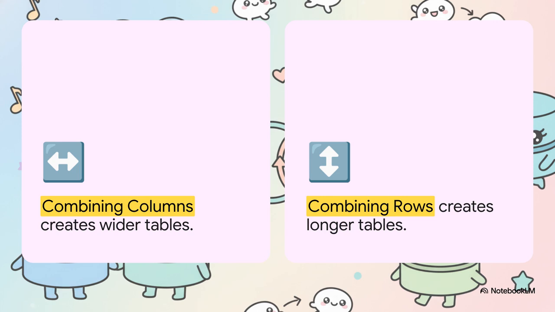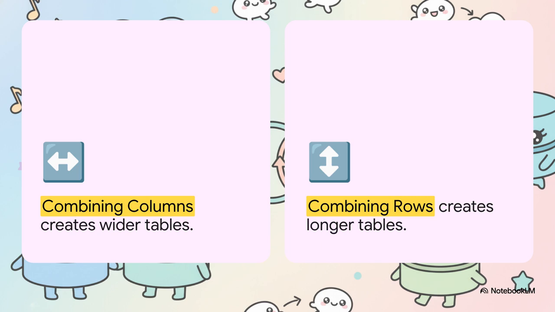And this brings us to a really brilliant distinction. You basically have two choices when combining data. You can combine rows, or you can combine columns. If you use set operators, like a union, you're stacking rows vertically. It just makes your table longer, kind of like adding more names to the bottom of a guest list.